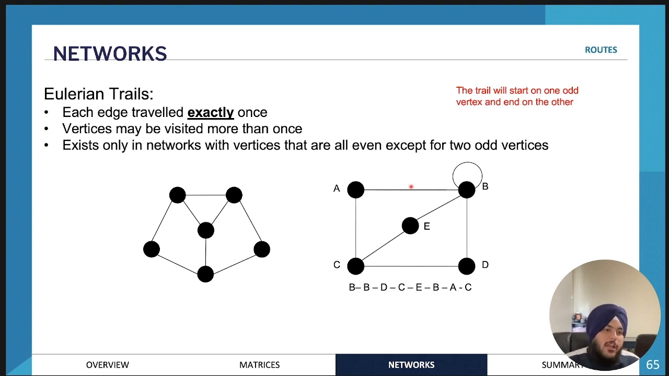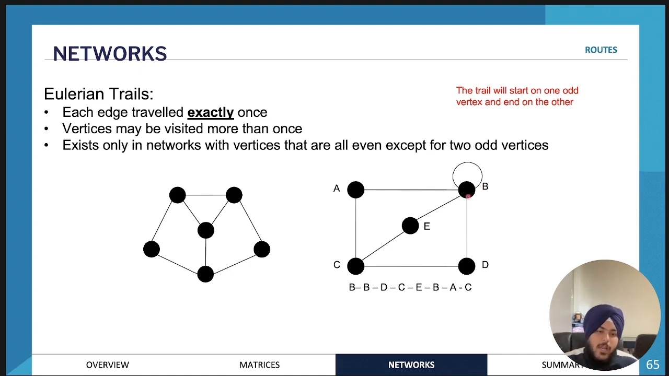Next, we have an Eulerian trail. So an Eulerian trail is essentially when each edge now, so not vertex, each edge is visited exactly once. Vertices can be visited more than once, so that's not a requirement. They can be visited more than once, and they will only exist in networks with vertices that are all even except two odd vertices. Not at least, but we need exactly two odd vertices in the matrix.